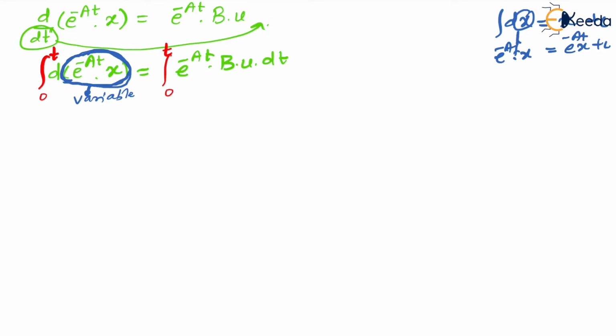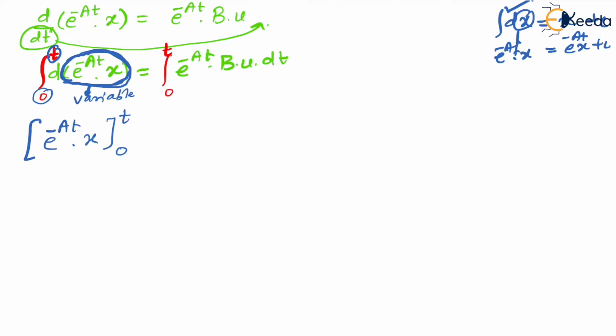So we will get the integration of e to the power minus at into x. But now if you see here, it is an indefinite integral, whereas here it is a definite integral. Why? Because there are limits given, from 0 to t. The moment there are limits, let me just apply them from here to here. It becomes 0 to t. Is that correct? Yes, definitely.